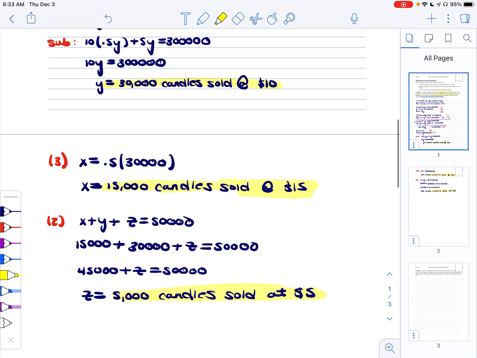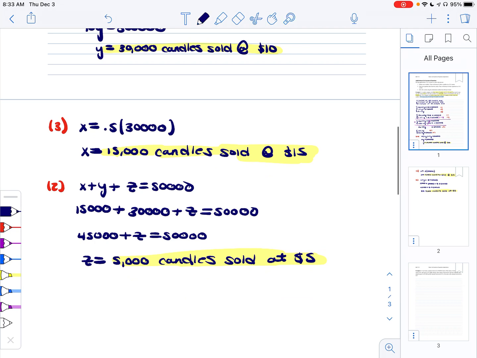All right, guys, so those are our 3 variables. So we sold 30,000 of the $10 candles, 15,000 of the $15 candles, and 5,000 of the $5 candles. If you want to put it together as an ordered triplet, we have 15,000 as our x, 30,000 as our y, and 5,000 as our z.